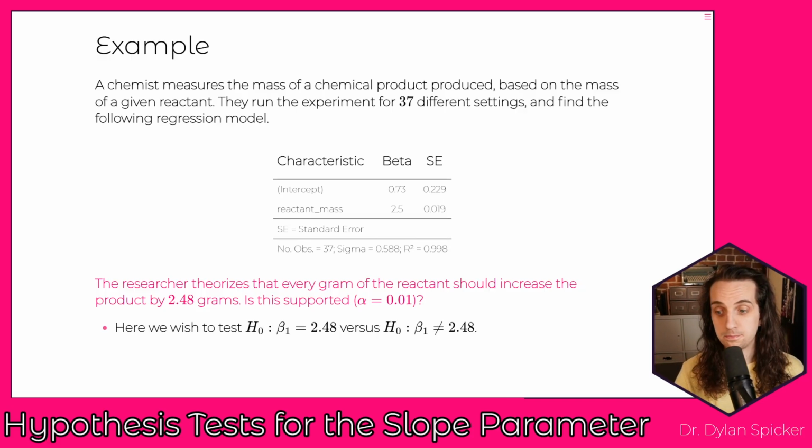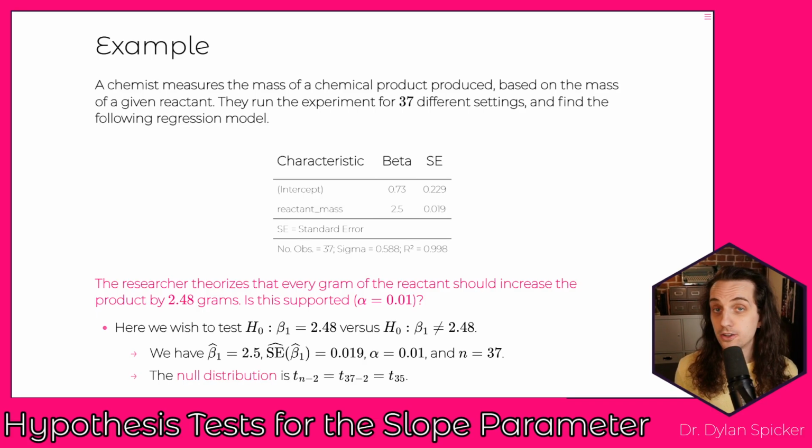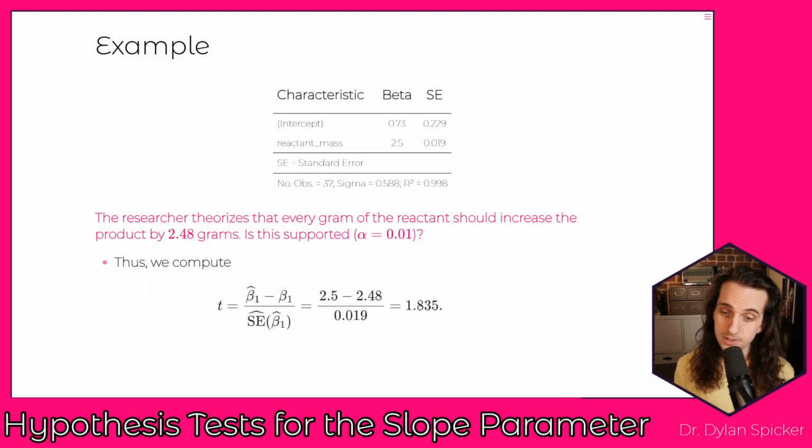We're testing beta 1 equals 2.48 versus it not being equal to 2.48. The estimated value is 2.5. The estimated standard error is 0.019. Both of those are coming directly from that table. Alpha is 0.01 and n is 37. The null distribution as a result is the t35 distribution. So we can calculate our test statistic here: take 2.5 minus 2.48 divided by the estimated standard error. That's going to give us 1.835.